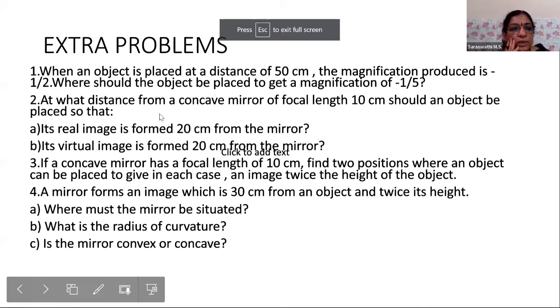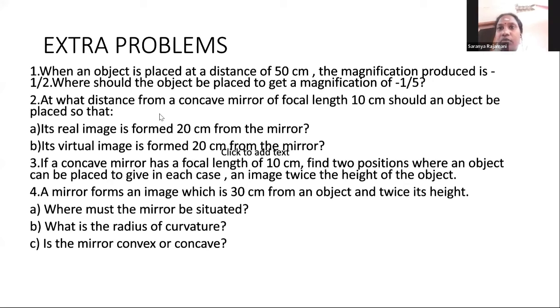Can you do the next one? At what distance from a concave mirror of focal length 10 centimeter should an object be placed so that its real image is formed 20 centimeter from the mirror? Its virtual image is formed 20 centimeter from the mirror. You are asked to find the U value, the object distance.